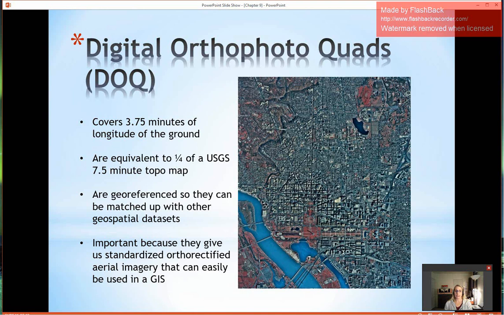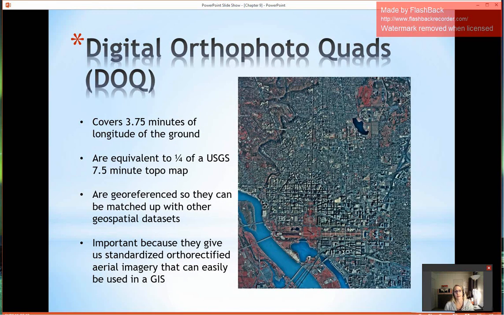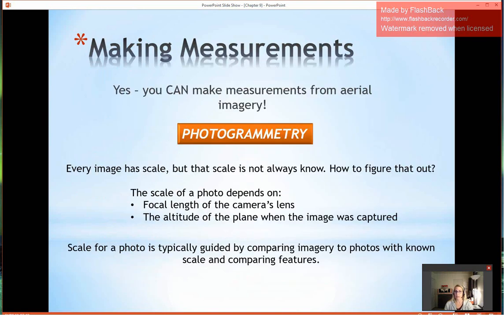These are important because they give us a standardized orthorectified aerial imagery set that can easily be used in a GIS. And when I say in a GIS, I mean like in an online mapping computer system that we'll be exploring in the future. So you can actually make measurements. If you think about the fact that we have a geo-referenced map, such as back here, this means that we can take this and figure out how far things are, how long streets are, how big buildings are. And this is called photogrammetry.